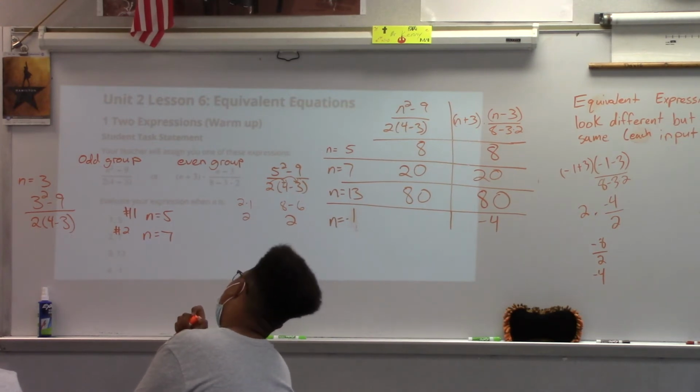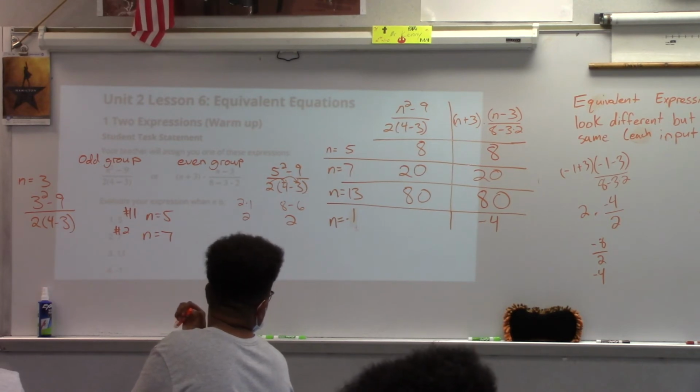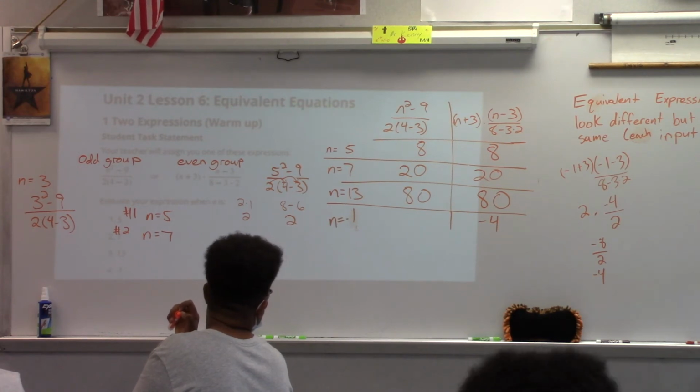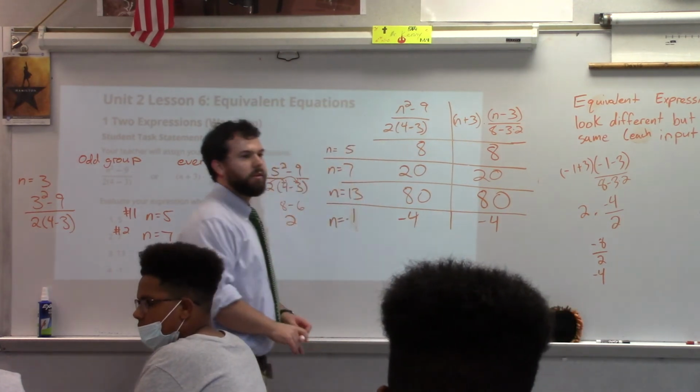Okay, and 4 minus 3 is 1. So I get 1 minus 9 is negative 8, divided by 2 is negative 4. Notice, using the first expression, I correctly get negative 4.